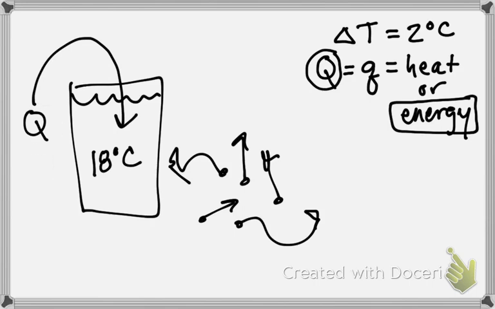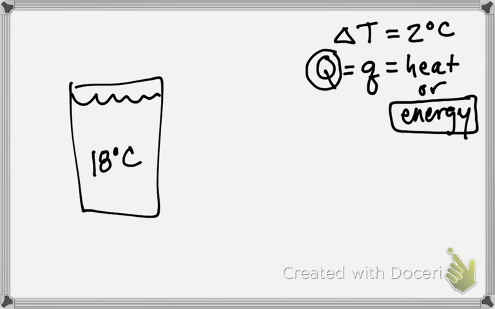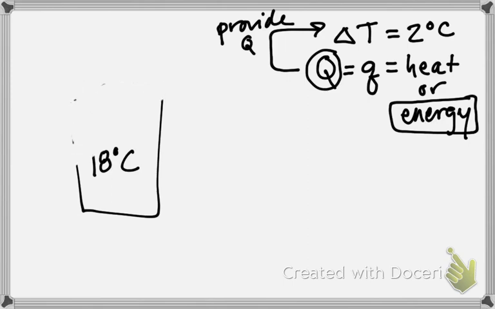So we're trying to provide some heat energy. We're going to use Q to represent that. Oops, 18 degrees Celsius. All right, so we know our target change in temperature is 2 degrees C. We know that the way we're going to accomplish that change in temperature is we're going to provide heat. We're going to provide energy. We're going to provide Q. So you guys did that a lot of different ways. I'm going to erase this picture for a moment.